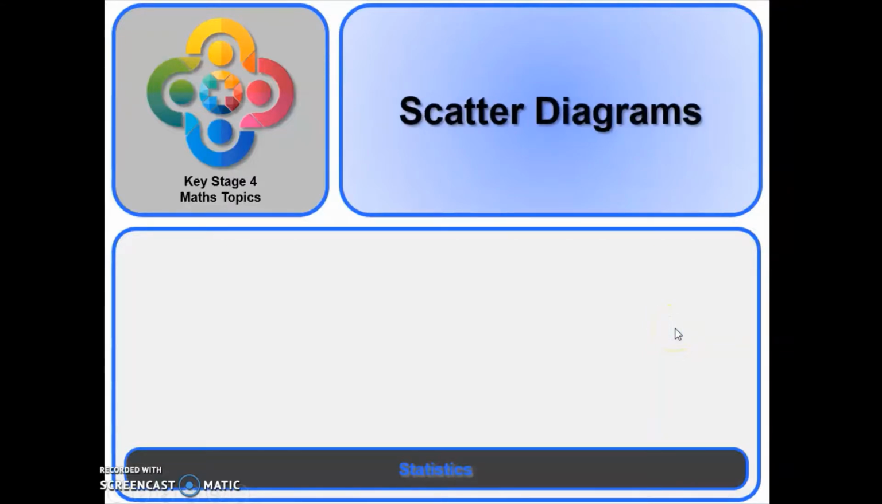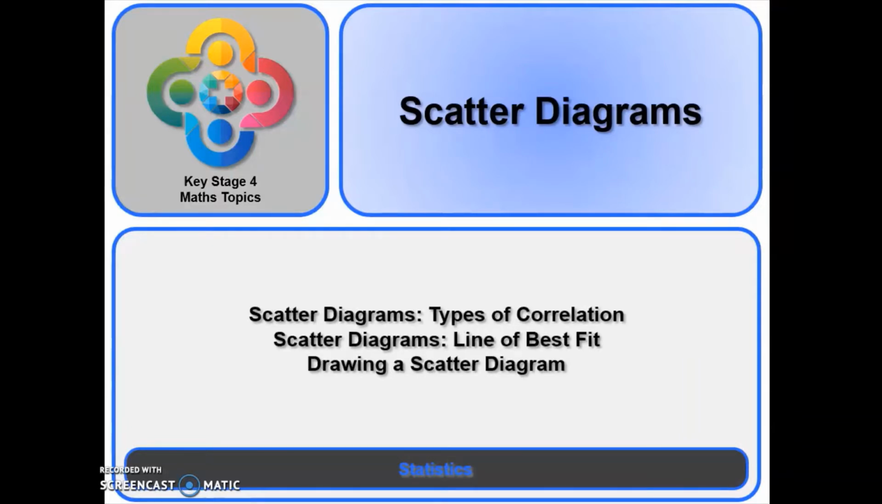Hi there. Today we're going to have a look at scatter diagrams, also called scatter graphs. We are going to look at the types of correlation that we can expect. We're going to look at how to apply a line of best fit, and then we'll look at a couple of examples of how to actually draw the scatter diagram.